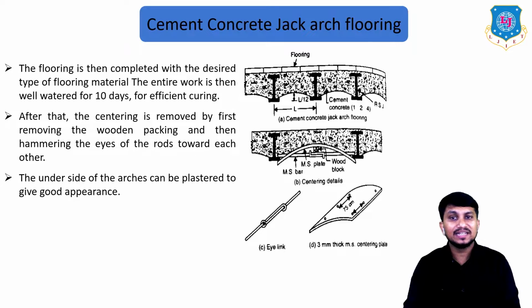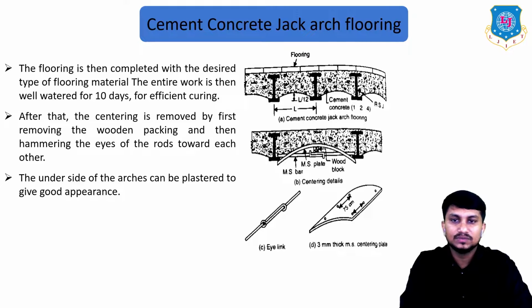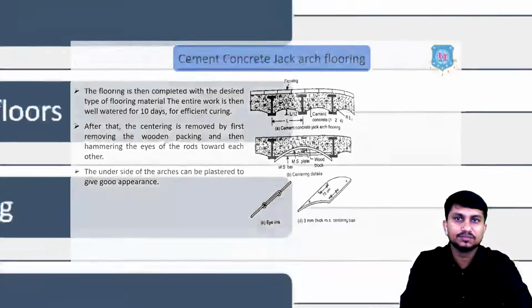After that, the centering is removed by first removing the wooden packing and then hammering the eyes of the rods toward each other. The underside of the arches can be plastered to give a good appearance. So this is how cement concrete jack arch flooring can be constructed.